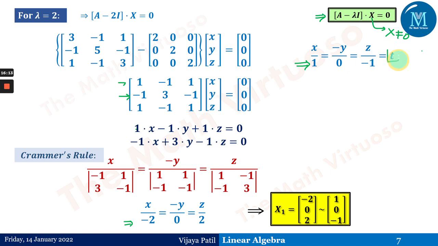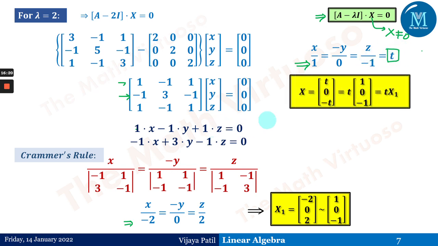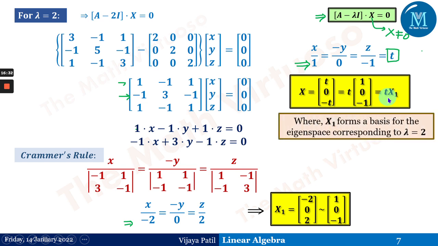Because we want to find a general value or a basis, we say that this is equal to t, and then capital X is equal to, by cross multiplication, t 0 minus t, taking t out, 1 0 minus 1, that is equal to t times x1. That means x1 forms a basis. So x1, which is 1 0 minus 1, forms a basis for the eigenspace corresponding to lambda equals 2.